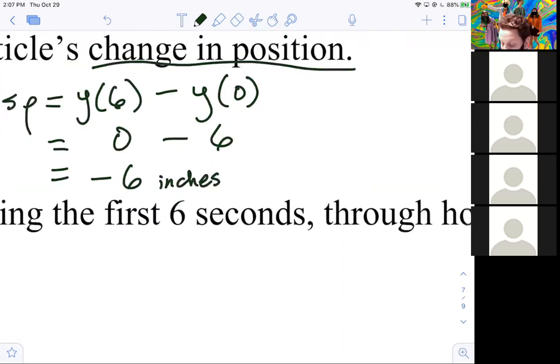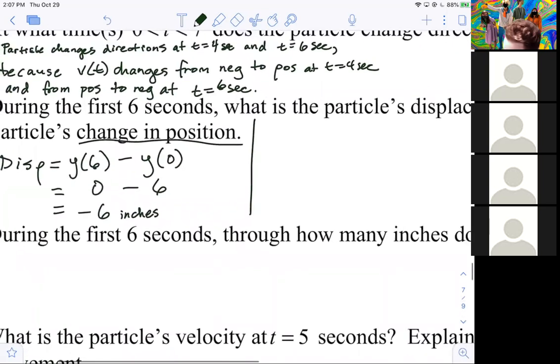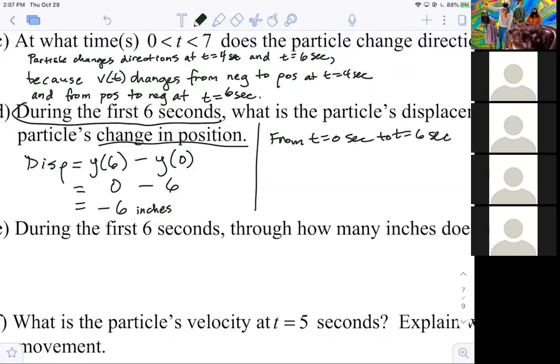Inches. So there's the numeric answer, and now we answer the question, and you always start with the moment in time or the interval of time. So you could say during the first 6 seconds, that's their word, so that'll work. But let's try this. From t equals 0 seconds to t equals 6 seconds, comma. I don't know if that's less writing. Either one would work. The particle is displaced. That's a good word to use, is displaced.